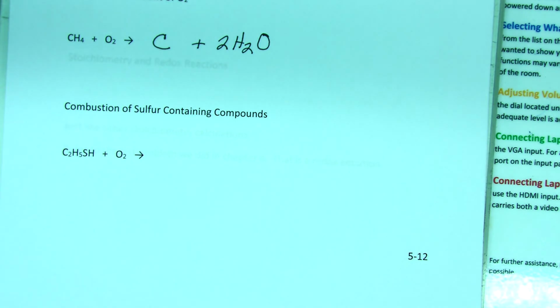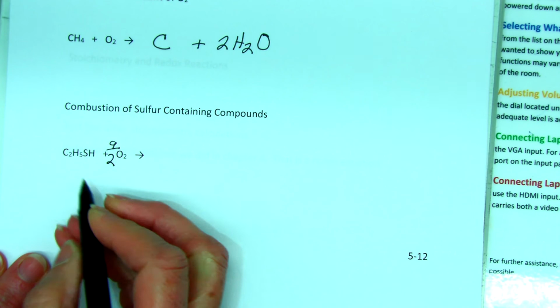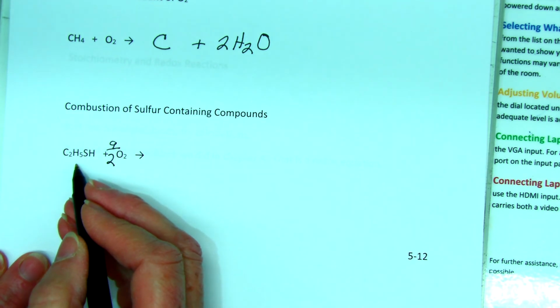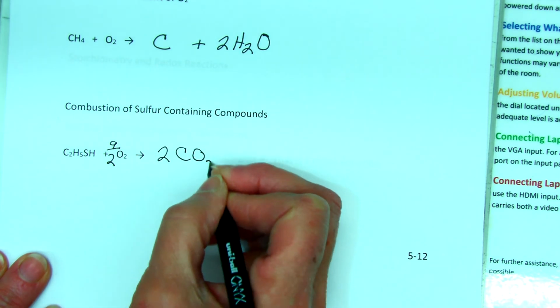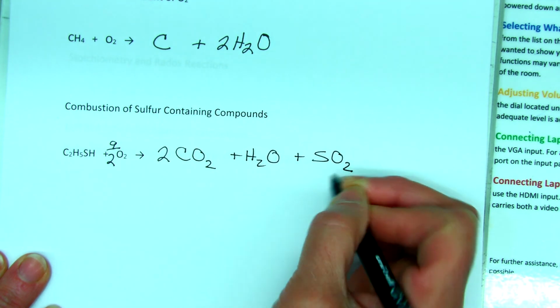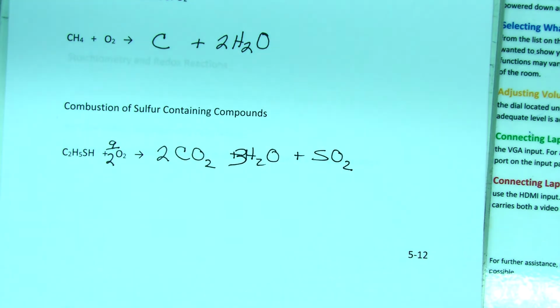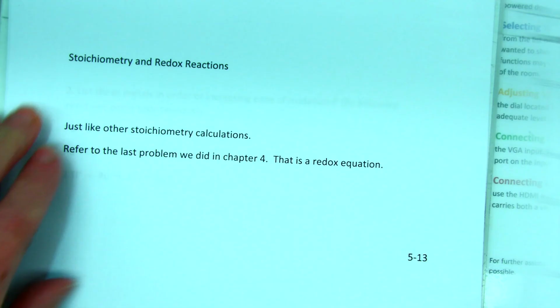So sometimes we have compounds that contain sulfur, and when we burn them, we need 9/2 oxygen to balance this out. We have ethyl sulfide, and we have 9/2 oxygen. We make carbon dioxide and water, but we also make sulfur dioxide. And as you've probably heard through your earlier classes and public outcry about burning high sulfur coal, when you make sulfur dioxide, it can react with water and make sulfurous acid, which is acid rain. So that can be a problem, and we try to avoid that.